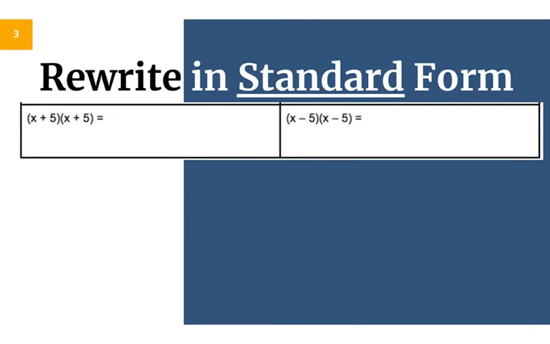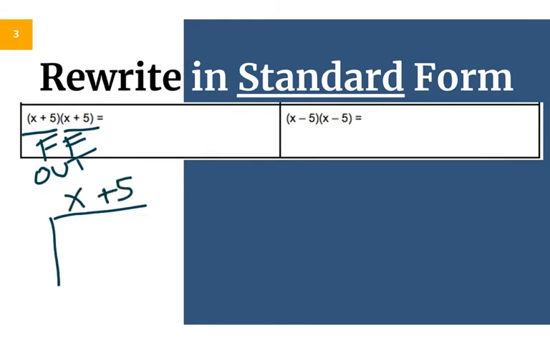Okay, so these are asking you to rewrite it in standard form. So we just went over that. If you want, you could even fast forward this a little bit and see if you can get to the next question. All right, but let's go ahead and do it together. So here I've got x plus 5 times x plus 5. These are in factored form and they go outside, right? They are the side lengths. So x plus 5 and x plus 5.